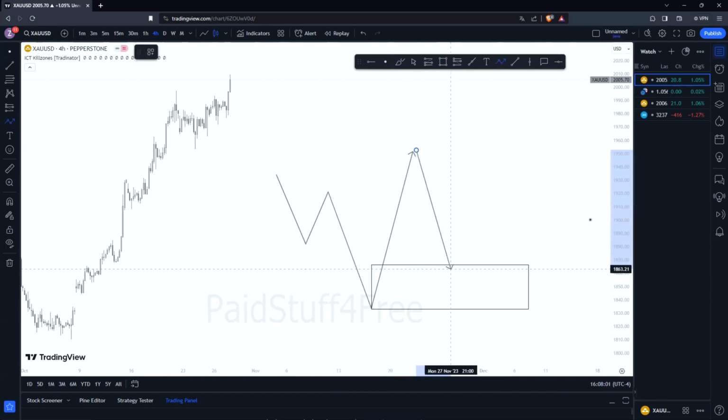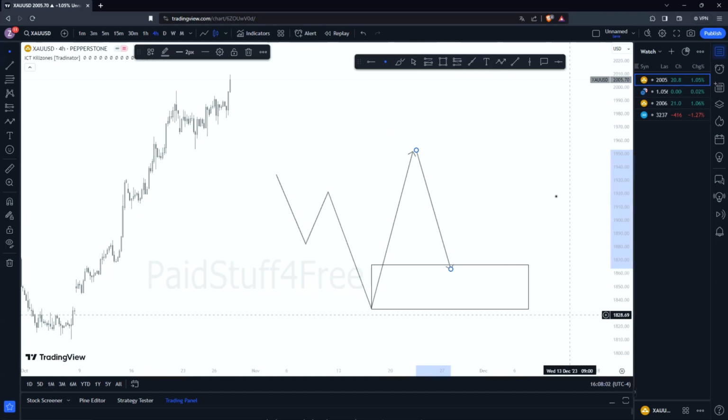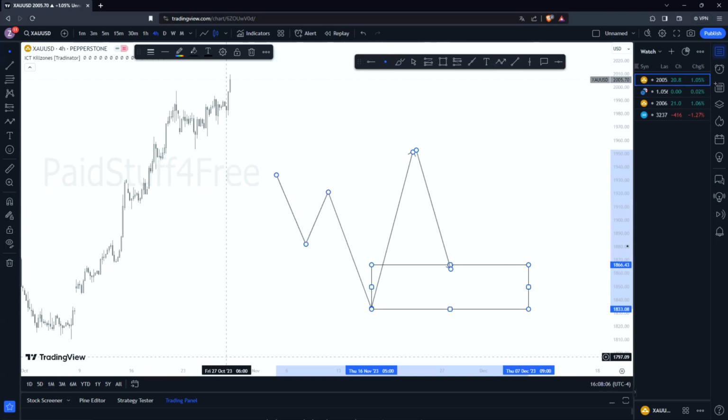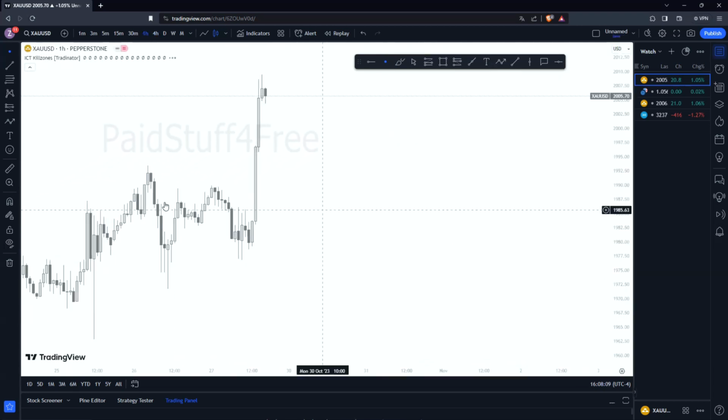So I personally use H1, M30, and M15 for that. I'm gonna give you an example. So H1, okay, you have a low, a high, a lower low, and then price breaks this high.